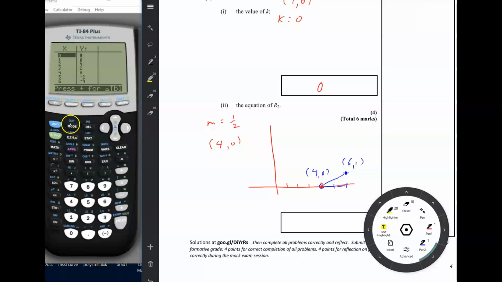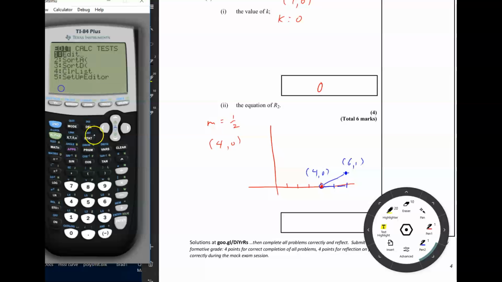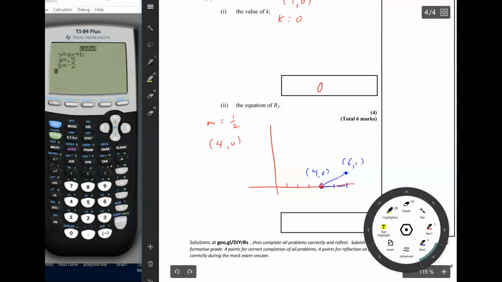So the way I do that is linreg. I go to stat edit, and then I put in these 2 points, which are 4, 0 and 6, 1. And I'm going to do stat calc linreg. And the equation of the line is going to be y equals 0.5x minus 2. That's the equation of that line. And I think that's the last one.